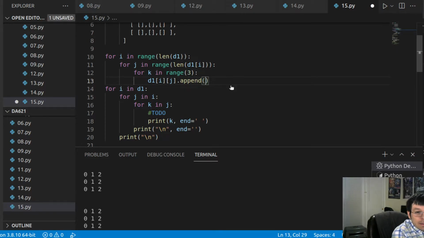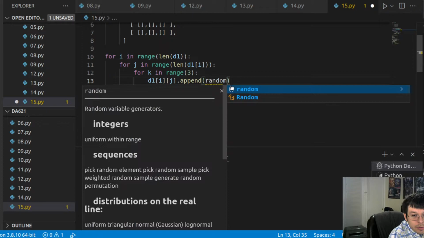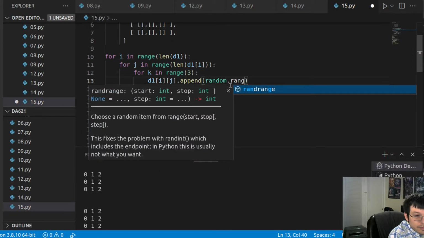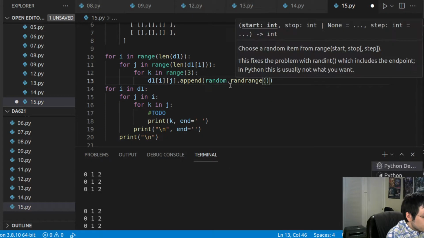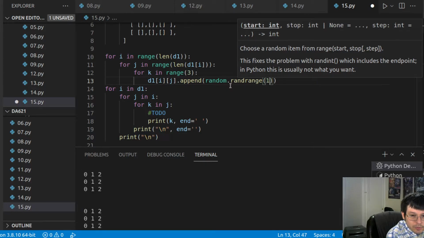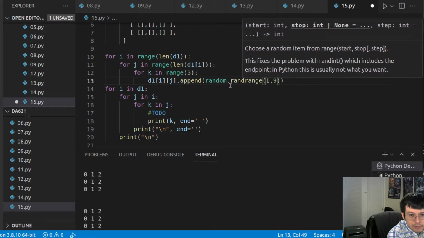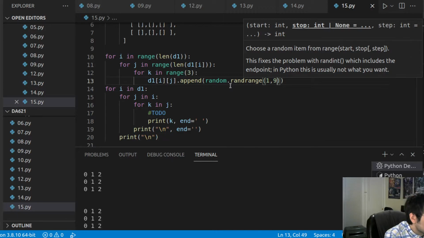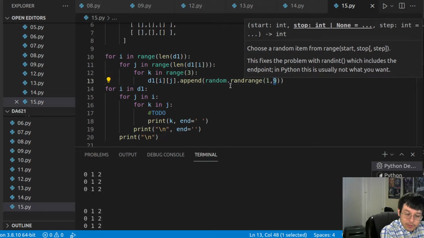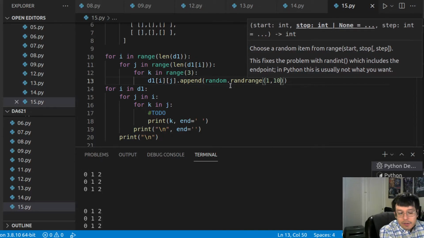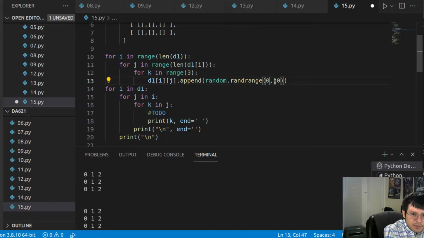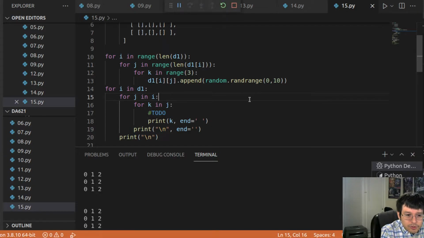So random dot randrange, yeah. And then it'll be a number from 1 to 5. Actually, 1 to 9. I just want single digits. Well, don't forget though, I believe that it does not include the stop, so the 9 is not included. So actually, let's go to ten so that it includes 1 through 9. I could include 0 actually. Yeah, why not? I'm not really trying to do anything weird with zeros. So yeah, okay. Let's give it a run and see if it works.